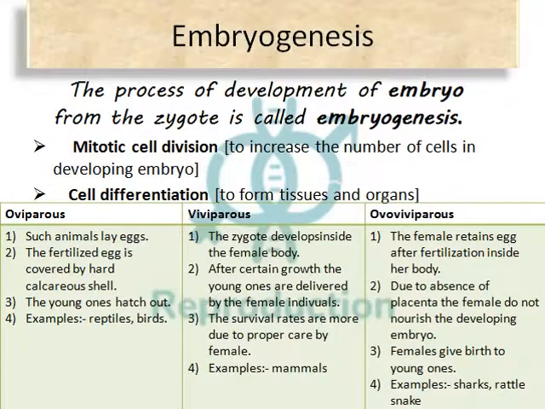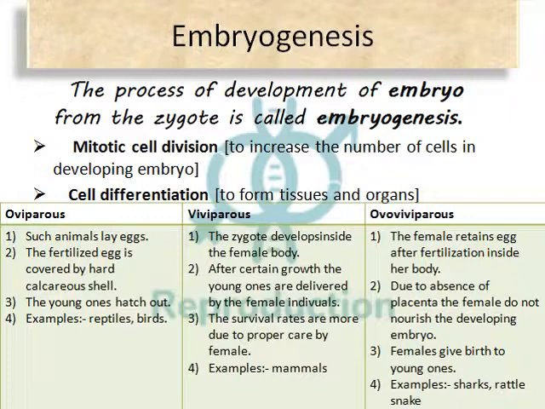Now once the zygote has developed, the next step comes: embryogenesis. Embryogenesis means development of embryo. Now two main steps take place in embryogenesis. First is mitotic cell division and the other one is cell differentiation.